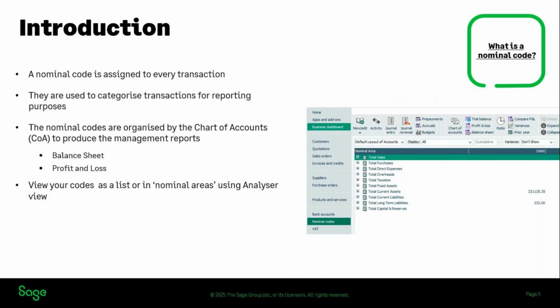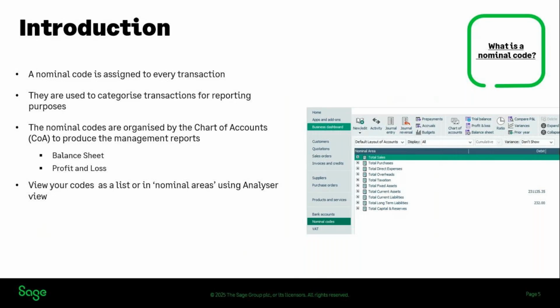Now, the nominal codes are organized by the chart of accounts. I'm not going to delve too much into the chart of accounts. We have that as number 2 tomorrow with Jackie. So please, if you haven't registered for that one, she'll be going through the ins and outs of the chart of accounts. But essentially, it mainly displays your balance sheet and your profit and loss. You can also view your nominal codes in a couple of different ways. As you can see on the screen there, that is in analyzer mode. I tend to have mine in list mode, but I'll show you in the demonstration what the differences are.